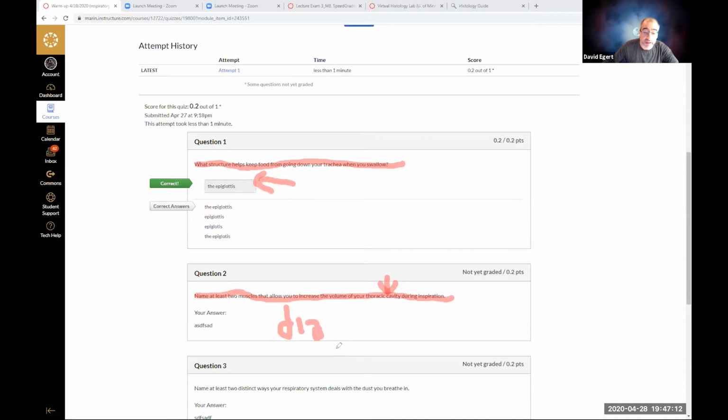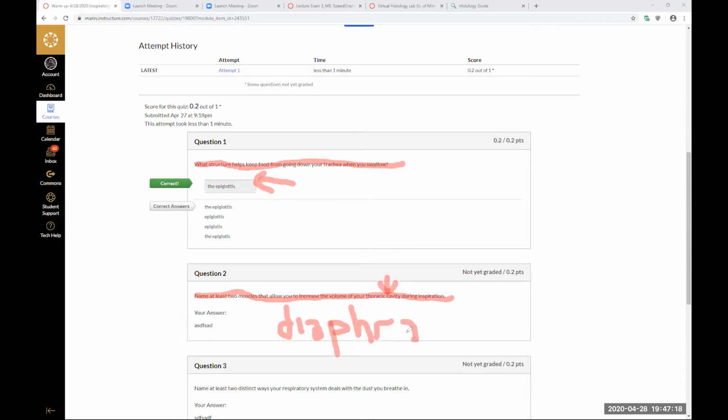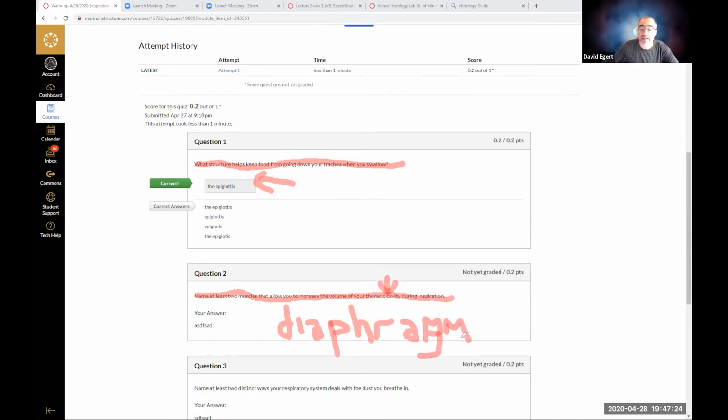The diaphragm, what nerve innervates the diaphragm? Phrenic. The phrenic nerve, which comes from which plexus? Cervical. The cervical plexus, exactly.